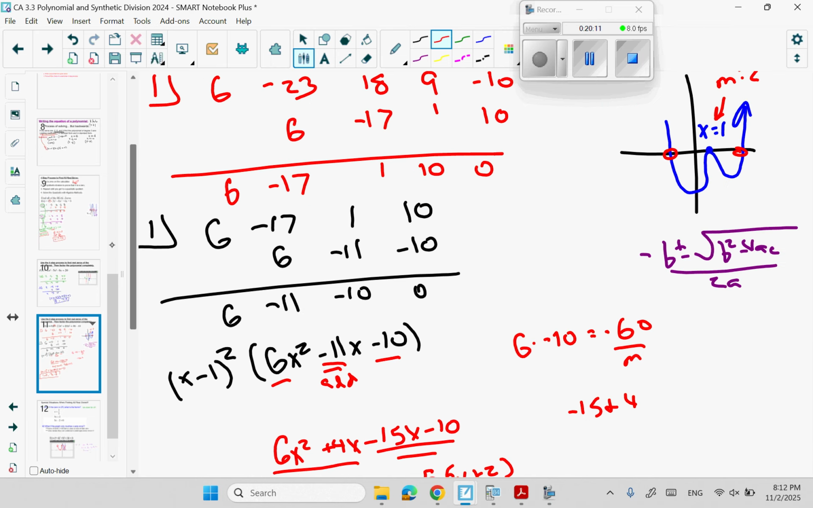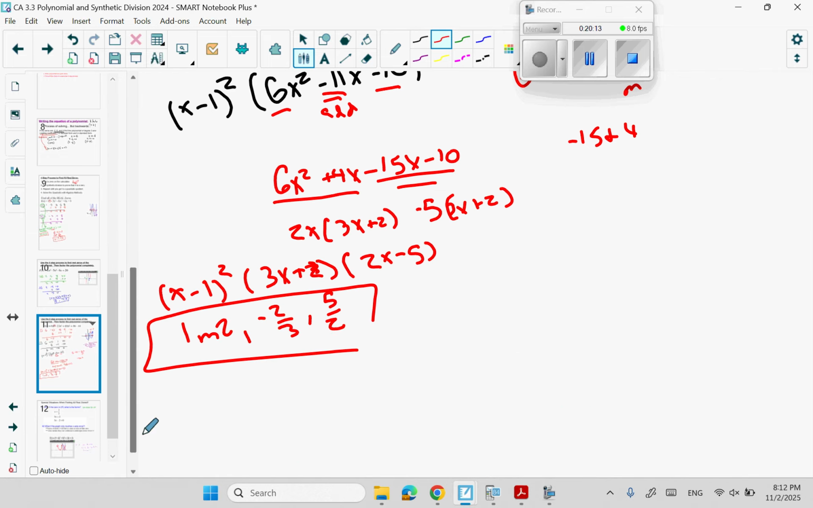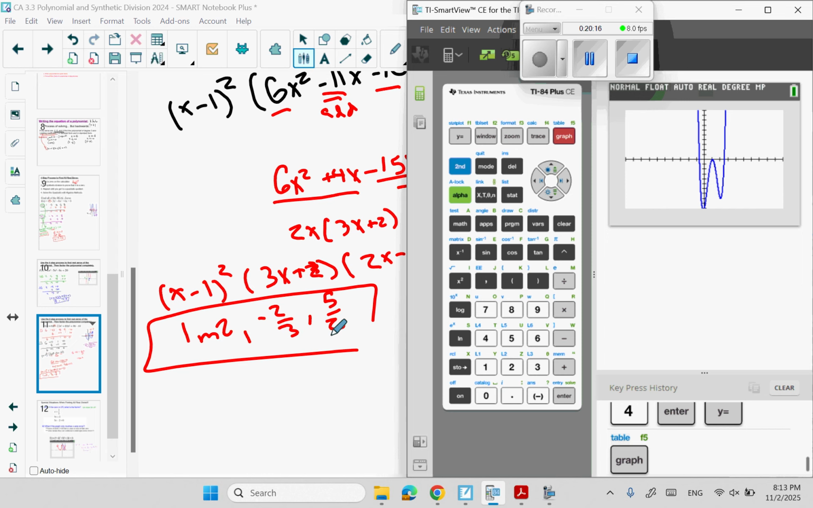Again, that's exactly what my graph indicated with those numbers that weren't very nice, negative 2/3 being right here and about 5/2 being right there.